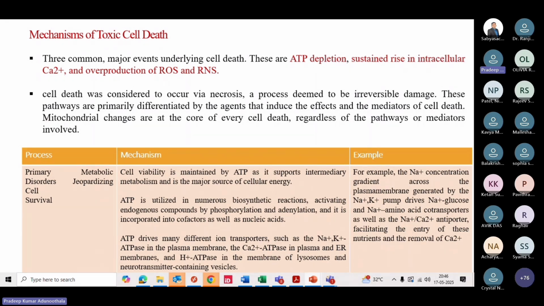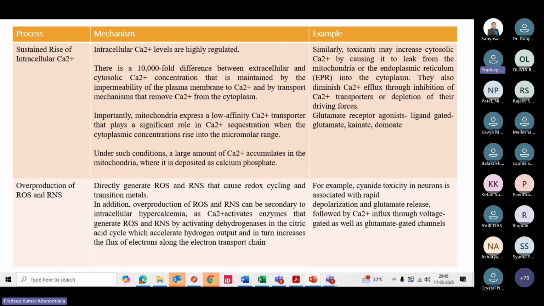The main example for ATP depletion is the sodium concentration gradient across the plasma membrane, which is generated by the sodium potassium pump. It drives sodium glucose and sodium amino acid co-transporters as well as the sodium calcium antiporter, which facilitates the entry of these nutrients and the removal of calcium. This is a major example of ATP dependence.